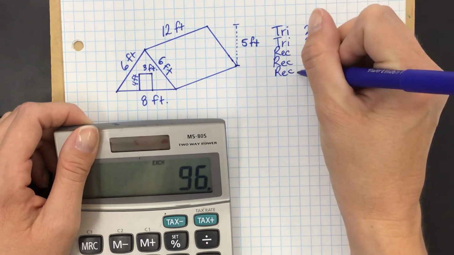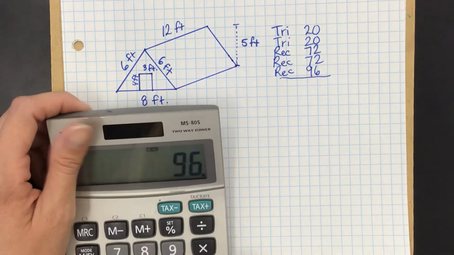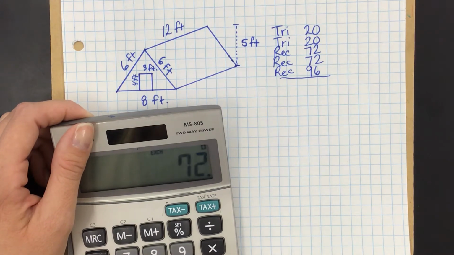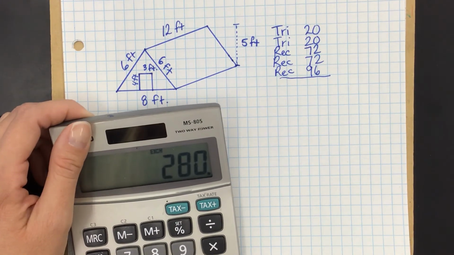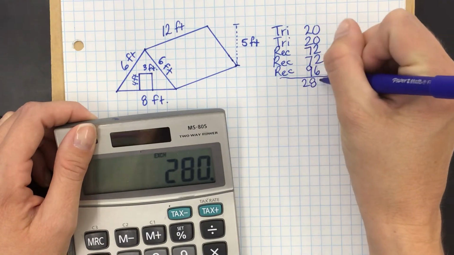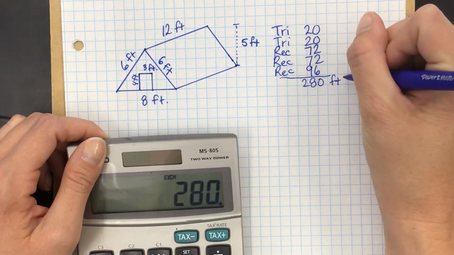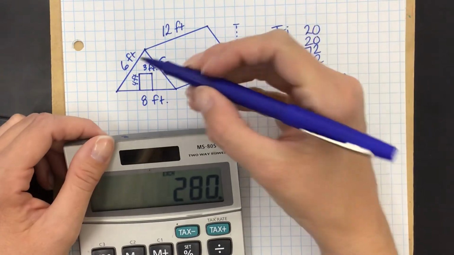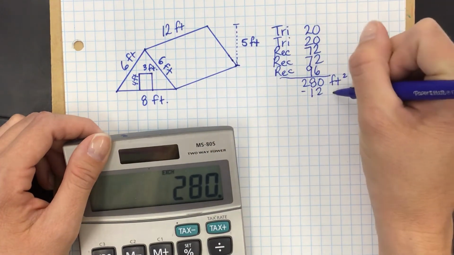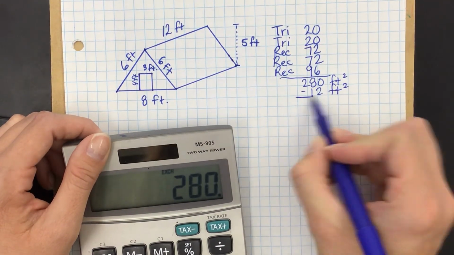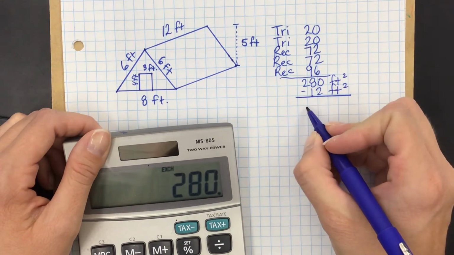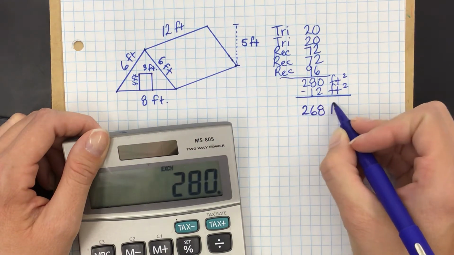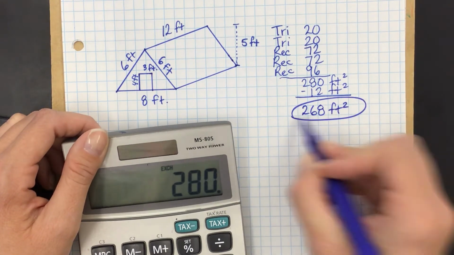Okay, let's just add this all up and then we'll take out the area of our door. So I'm going to add all these together. Okay, and I'm going to get 280 feet squared for the surface area of my triangular prism. And then I'm going to subtract out the area of my door, which we already decided was 12 feet squared. So the amount of fabric that you are going to need for this is going to be 268 square feet of fabric.